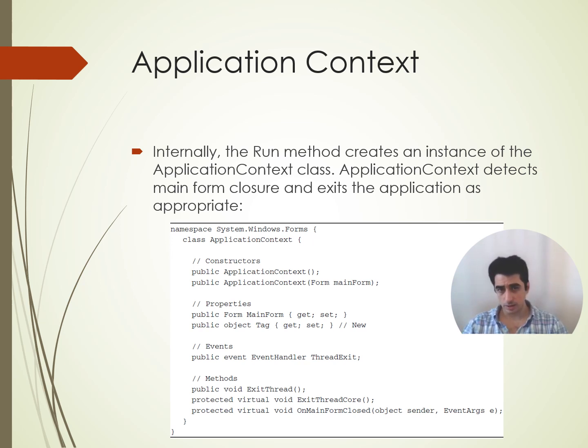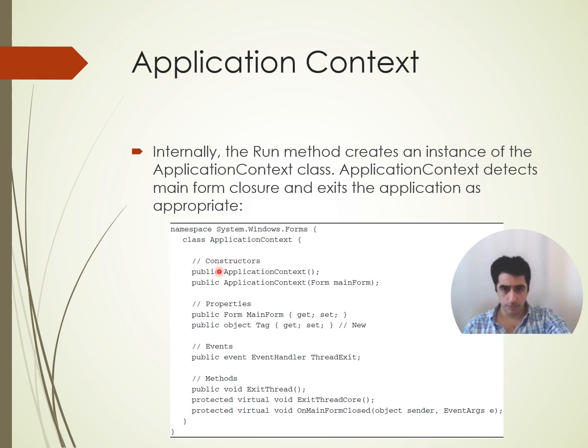In order to understand the third and last way to create the application by calling the application run method, you need to understand how the second overload of run, which was receiving a form, operates. Basically, behind the scenes, the run method creates an instance of the application context class and uses that form as the main form of the application context. Application context is a class, as you see in this picture, that detects the main form closure and exits the application whenever that closure happens.